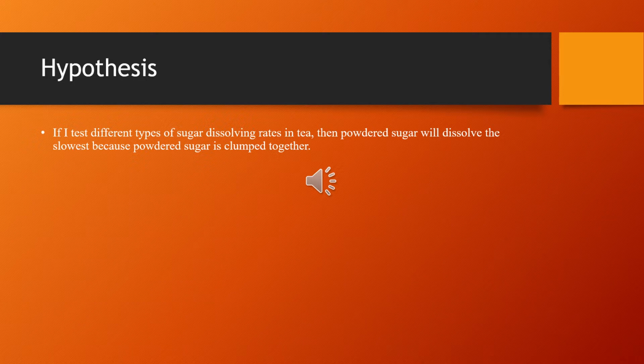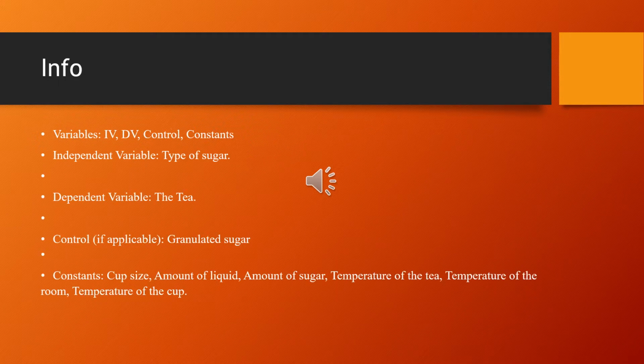So my hypothesis was that if I test different types of sugar dissolving rates in tea, then powdered sugar would dissolve the slowest because powdered sugars clump together. Yeah, no. That was wrong. On to the next slide.